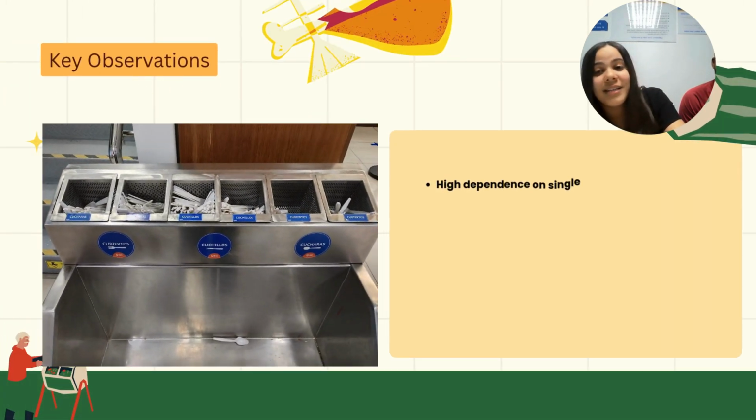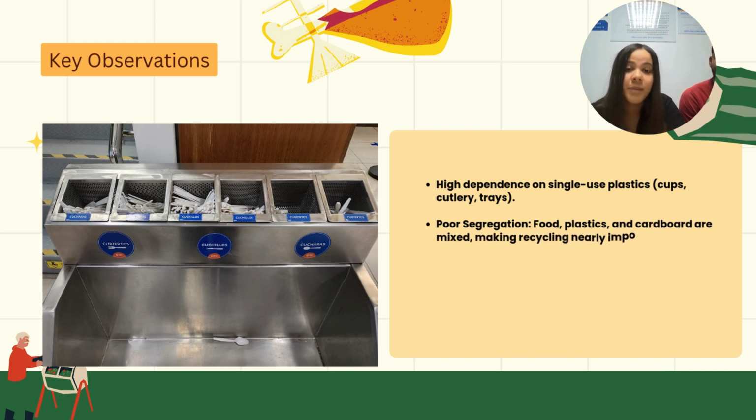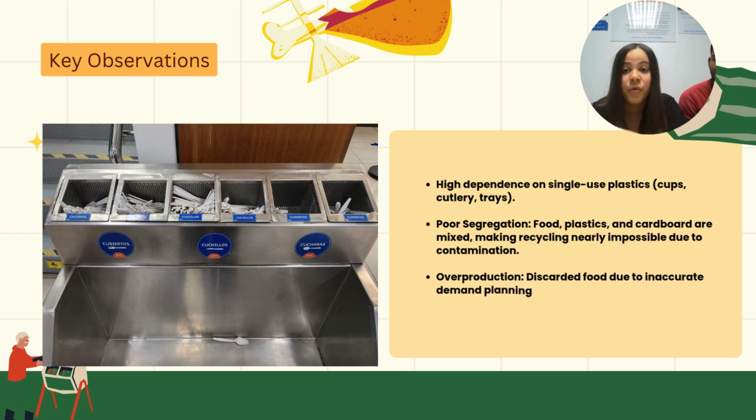Also, we identified other key observations in our project. We have a high dependence on single-use plastics such as cups and trays, and also, as I mentioned before, poor segregation: food, plastics, and cardboard are mixed, making recycling nearly impossible due to contamination.